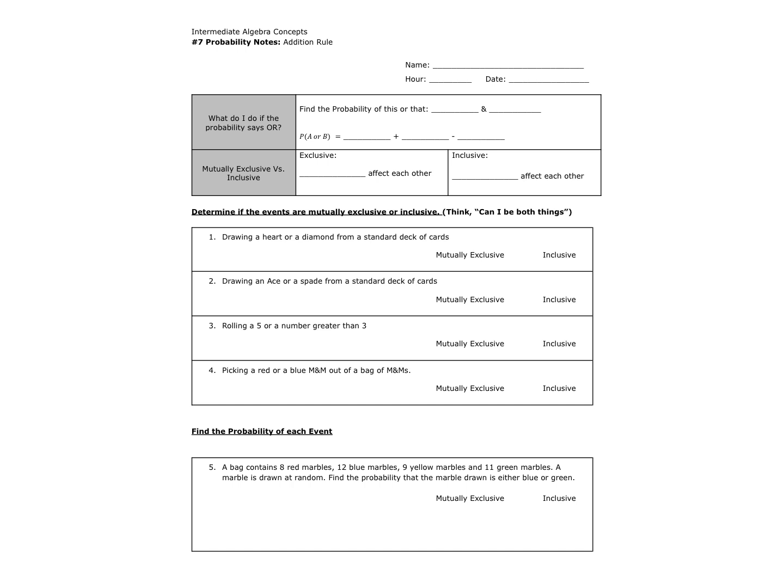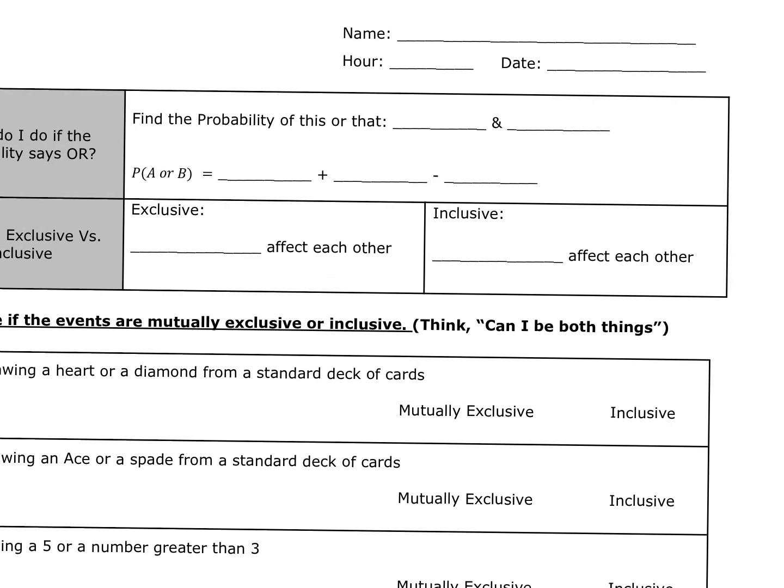We're working on probability notes, the addition rule. And the first thing you need to know about when you have an addition rule or probability with addition is you're not just going to add, but you're going to go ahead and add and subtract. So in this first line, let's put add and subtract.